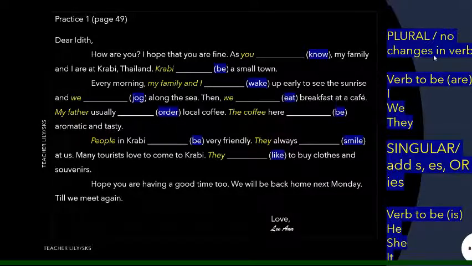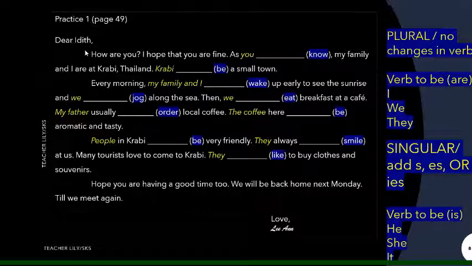Okay, you have to remember the rules of the simple present tense. Plural, no changes in verb. Verb to be are, for I, we, they. And then singular, add s, es, or ies. And then verb to be is. Verb to be for singular is. Verb to be for plural are. You have to remember this. If you remember this, then you will master it later. Okay, look at the first one.